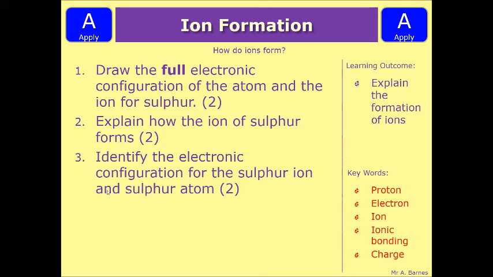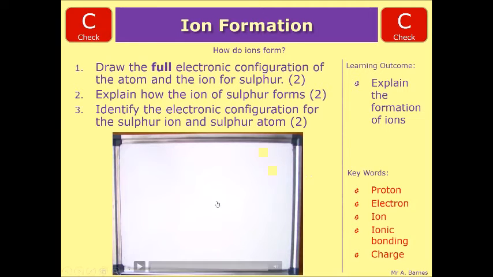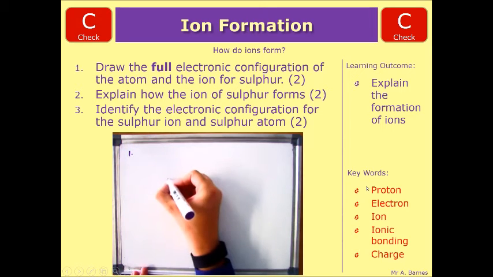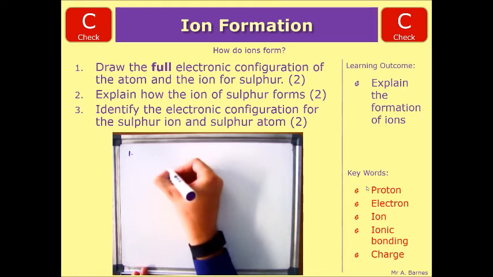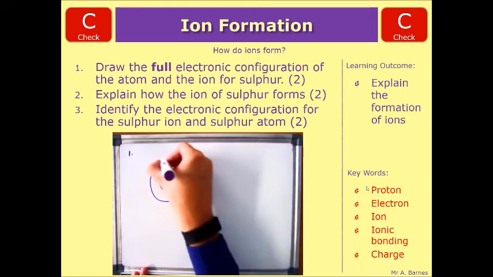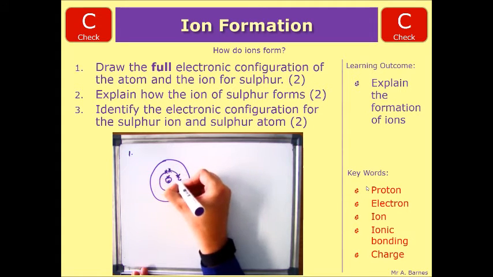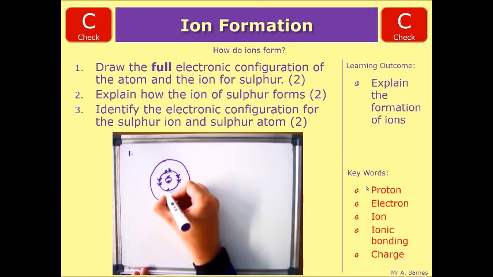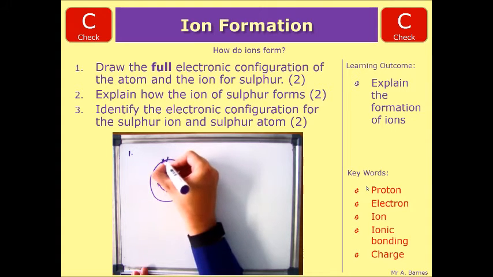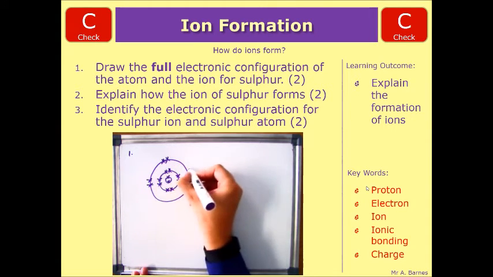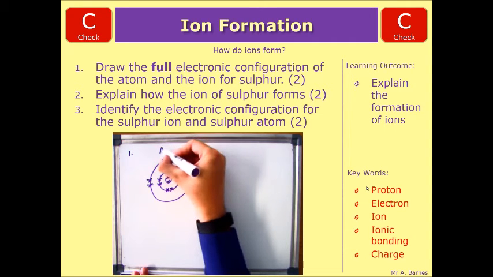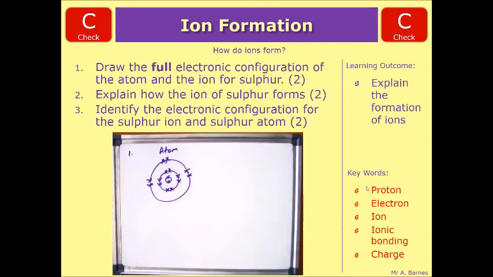Okay, let's have a look and see how you've done. So, if we start off then, and draw the full electronic configuration. So, the periodic table says you've got 16 electrons. So we can put 2 on the very first shell, leaving me with 14. 8 can go on the second shell, and that leaves me with 6 electrons. So by doing that and drawing this, you will get the first one mark out of 2.